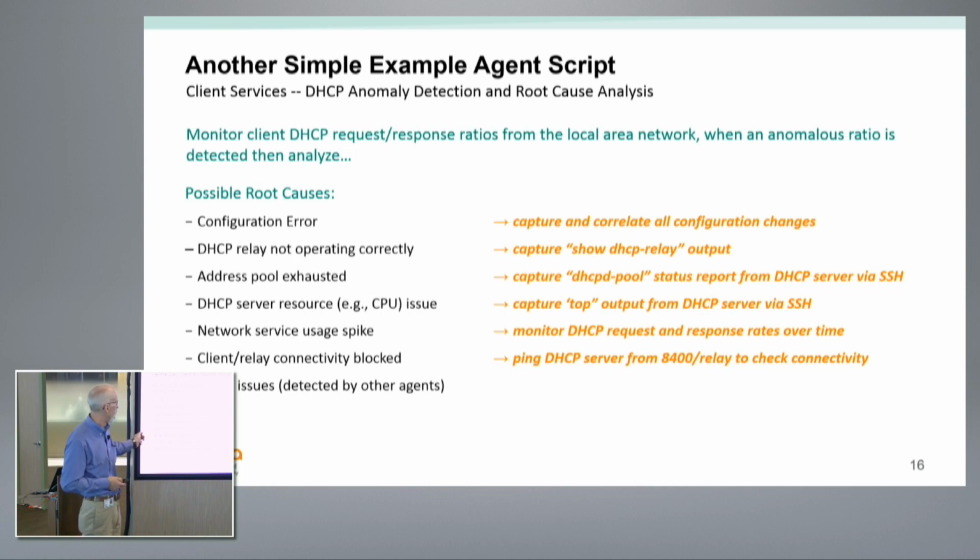Resource issues. There could be some network service usage spike where suddenly there's a whole bunch of people asking for IP addresses and the server can't keep up with it. It could be a client relay connectivity is blocked, where maybe the client or the relay operation can't actually talk to the DHCP server, or there could be some other issues.